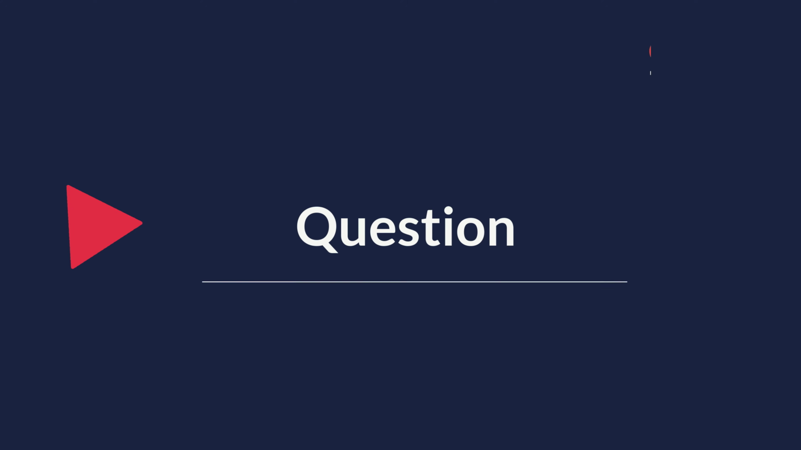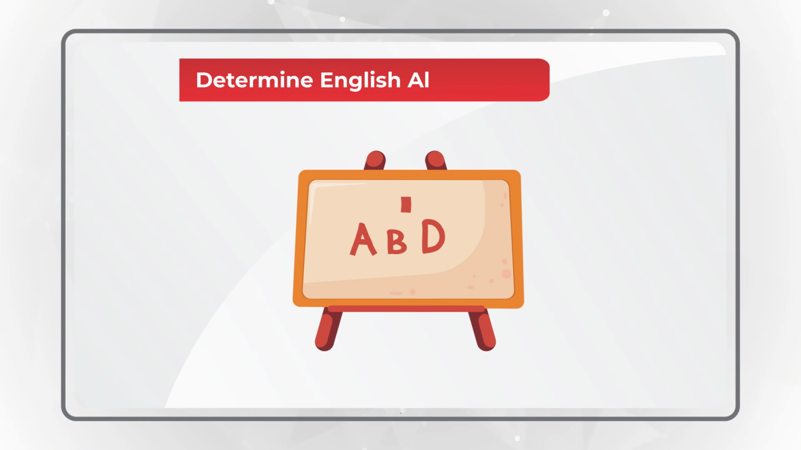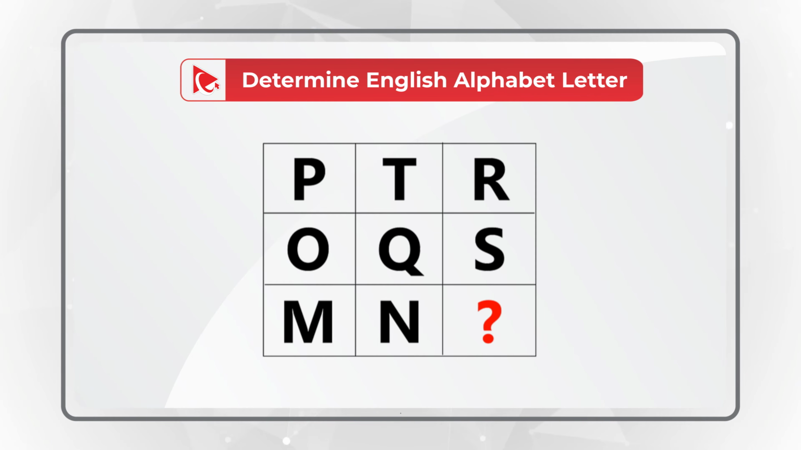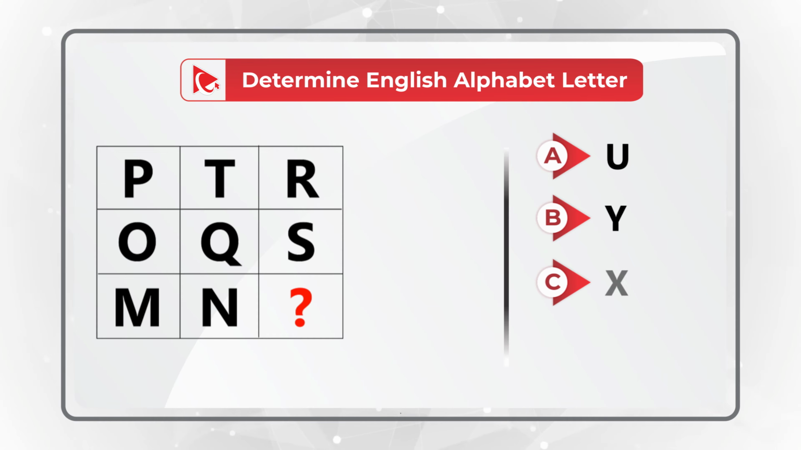Here's one of my favorite questions to test your verbal reasoning as well as your knowledge of the English alphabet. You need to determine the missing letter of the English alphabet to replace the question mark. You're presented with a 3x3 matrix, and this matrix has letters P, T, R, O, Q, S, M, N, and then the missing letter, which you need to select from one of 4 possible choices. Choice A, U. Choice B, letter Y. Choice C, letter X. And choice D, letter V.